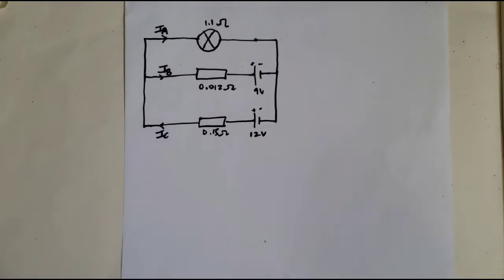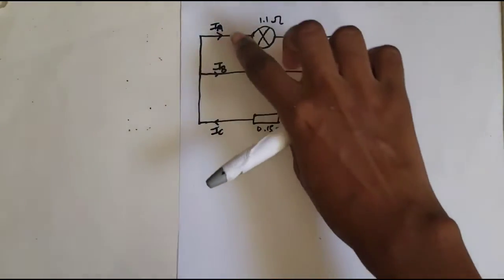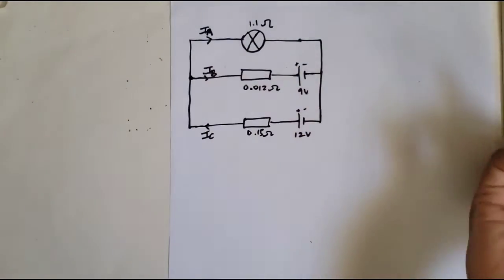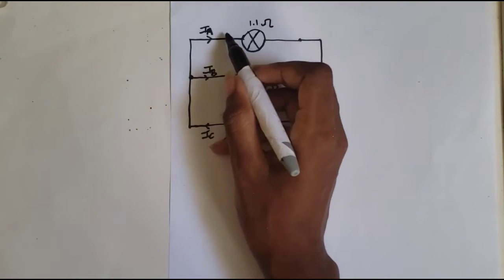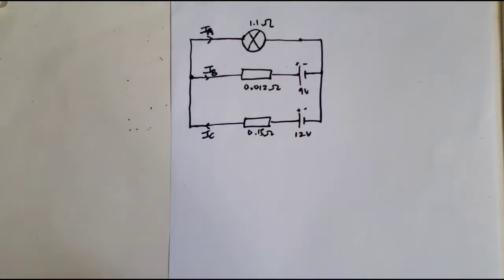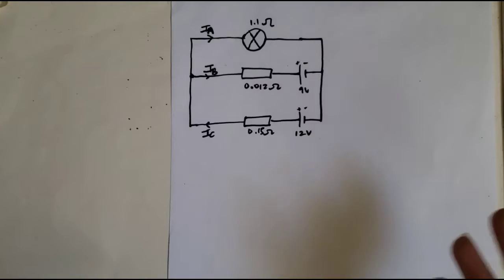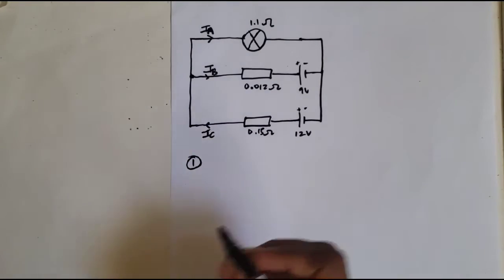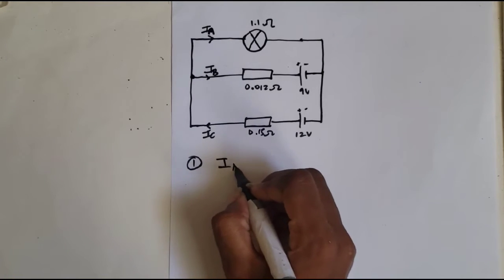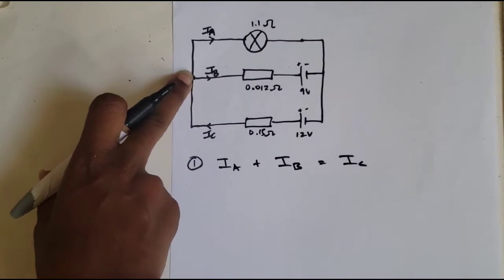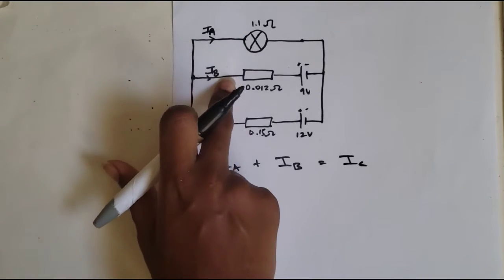B, let's start. So we have currents IA, IB, and IC, and we must find all three currents. So here is a junction. This junction has IA going out and IB going out and IC going in. Therefore, our first Kirchhoff law, which states that the sum of the currents flowing into any point is equal to the sum of the currents flowing out. Hence, the first equation using the first law will be IA plus IB is equal to IC, because, as we can see here, IC is going in and IA and IB are coming out.